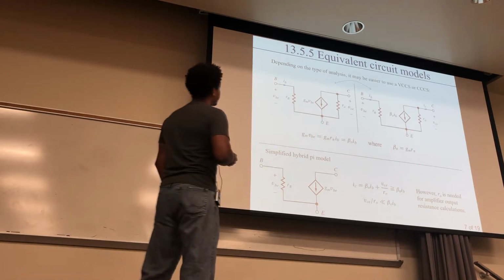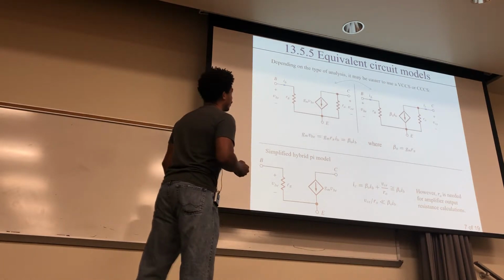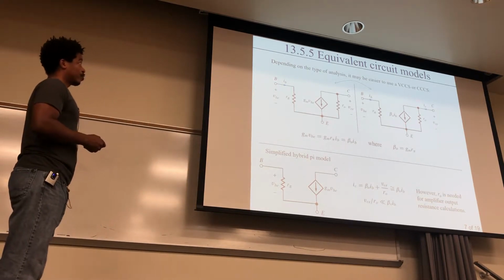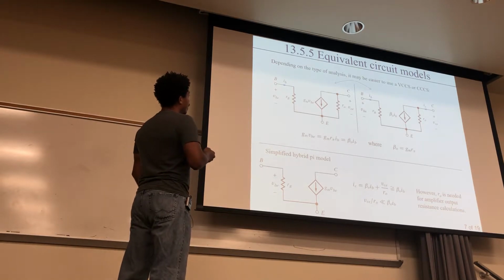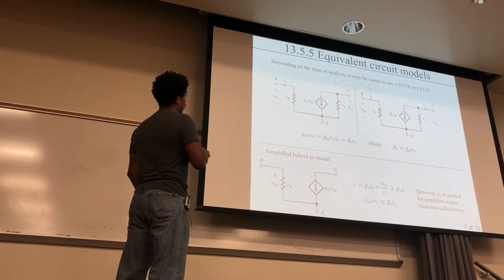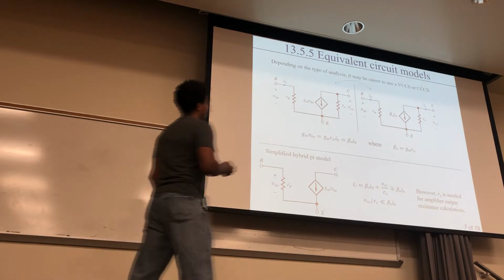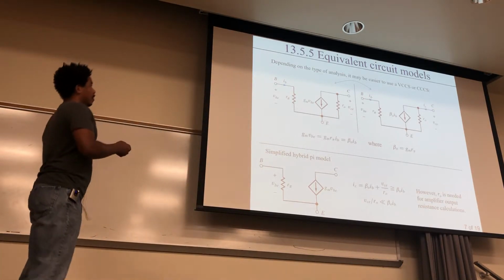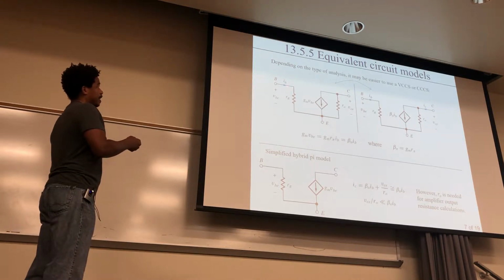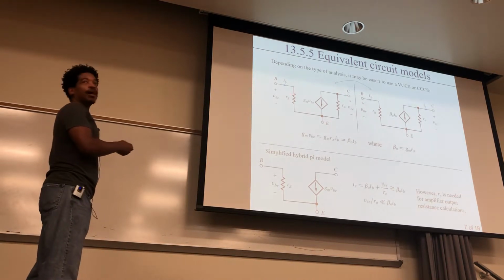Depending on the type of analysis, it may be easier to use a voltage-controlled current source or a current-controlled current source. And here's two of the equivalent things right here. This right here is a current source, but as you can see, it's being controlled by this voltage across right here. Okay, and here's the transconductance component right there. This is a current source, but it's controlled by the current going into the base right here. Okay. And remember what we had done. This is called the hybrid pi model.